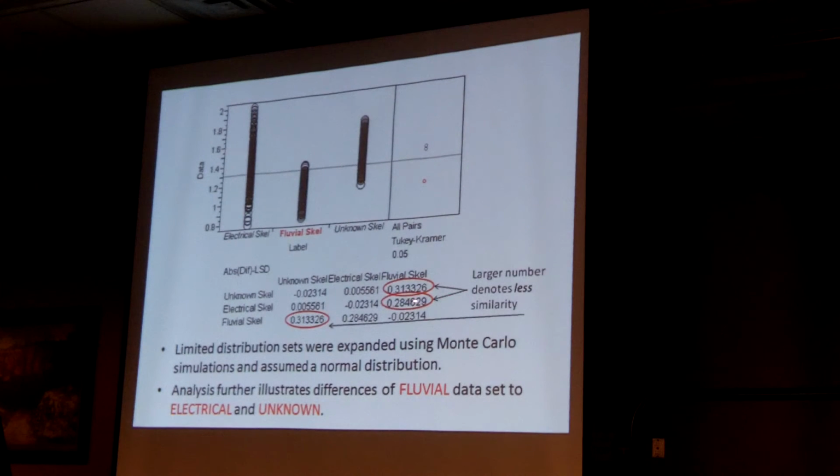So furthermore, if you want to look at the numbers and the statistics, the larger number denotes less similarity. So if you look at fluvial event, electrical event, and unknown event, the two numbers for the unknown and the electrical are more similar, and you see there's a large number for the fluvial. Okay. So the significance is profound here, and this is just on a cursory data set.